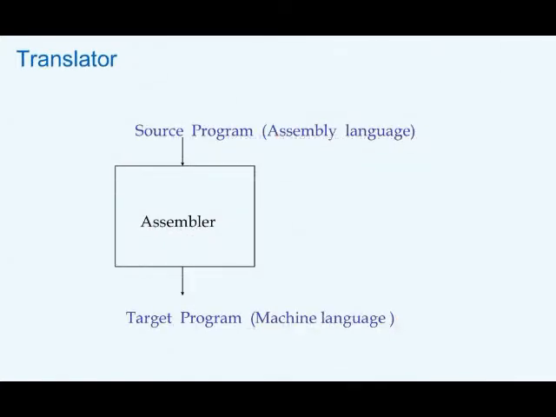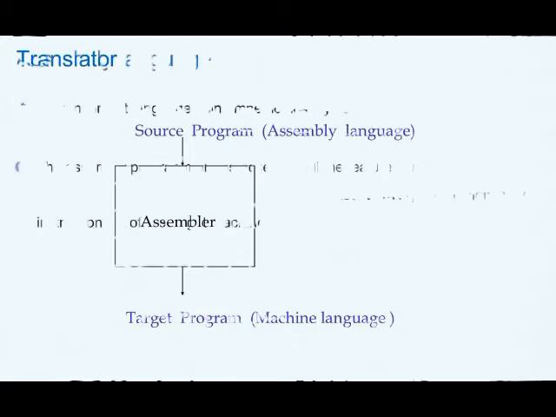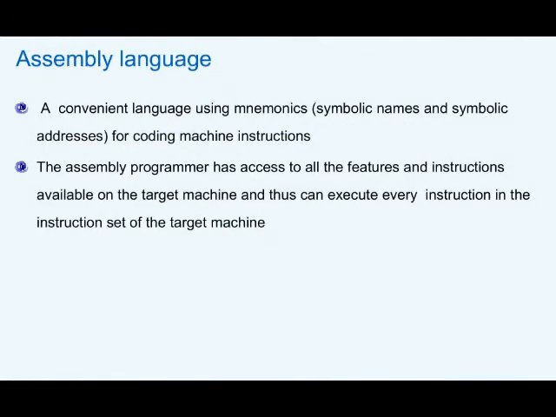Let's see one example of the translator. We have written our program in assembly language and it is getting converted into a machine language, and for this the translator used will be the assembler. Now assembler, what is it? If you look at the language which is understood by this assembler to be converted into the machine language, it uses mnemonics. Mnemonics means symbolic names, symbolic addresses for writing the program.